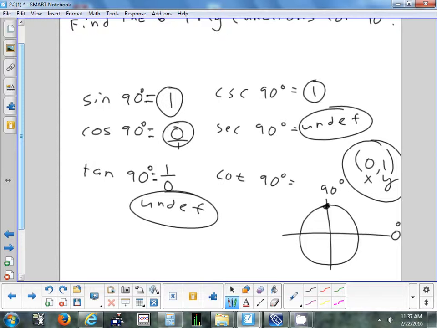What's 0 divided by 1? 0. 0 divided by 1 you can do, and that is 0. Okay. Any questions on finding 6 trig functions of 90? Okay.